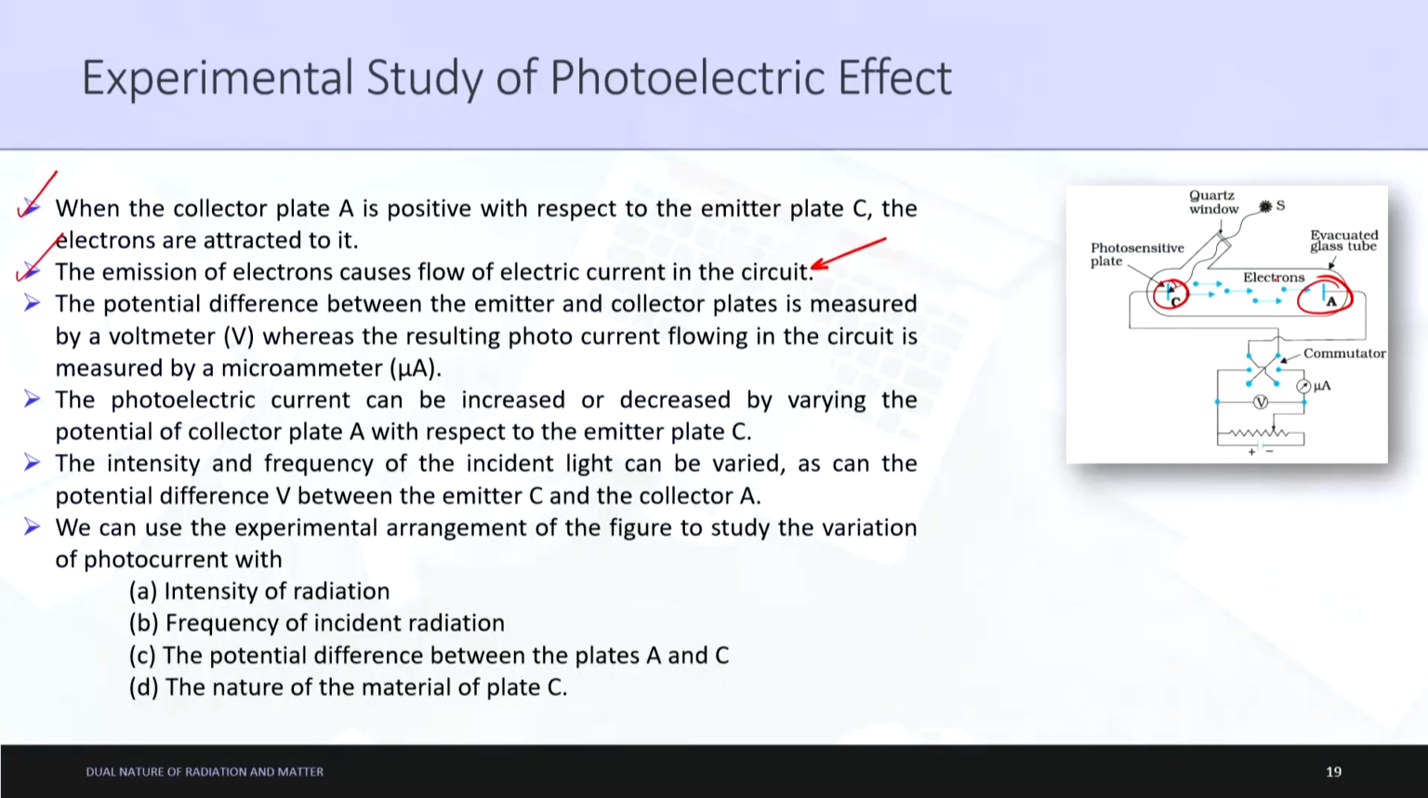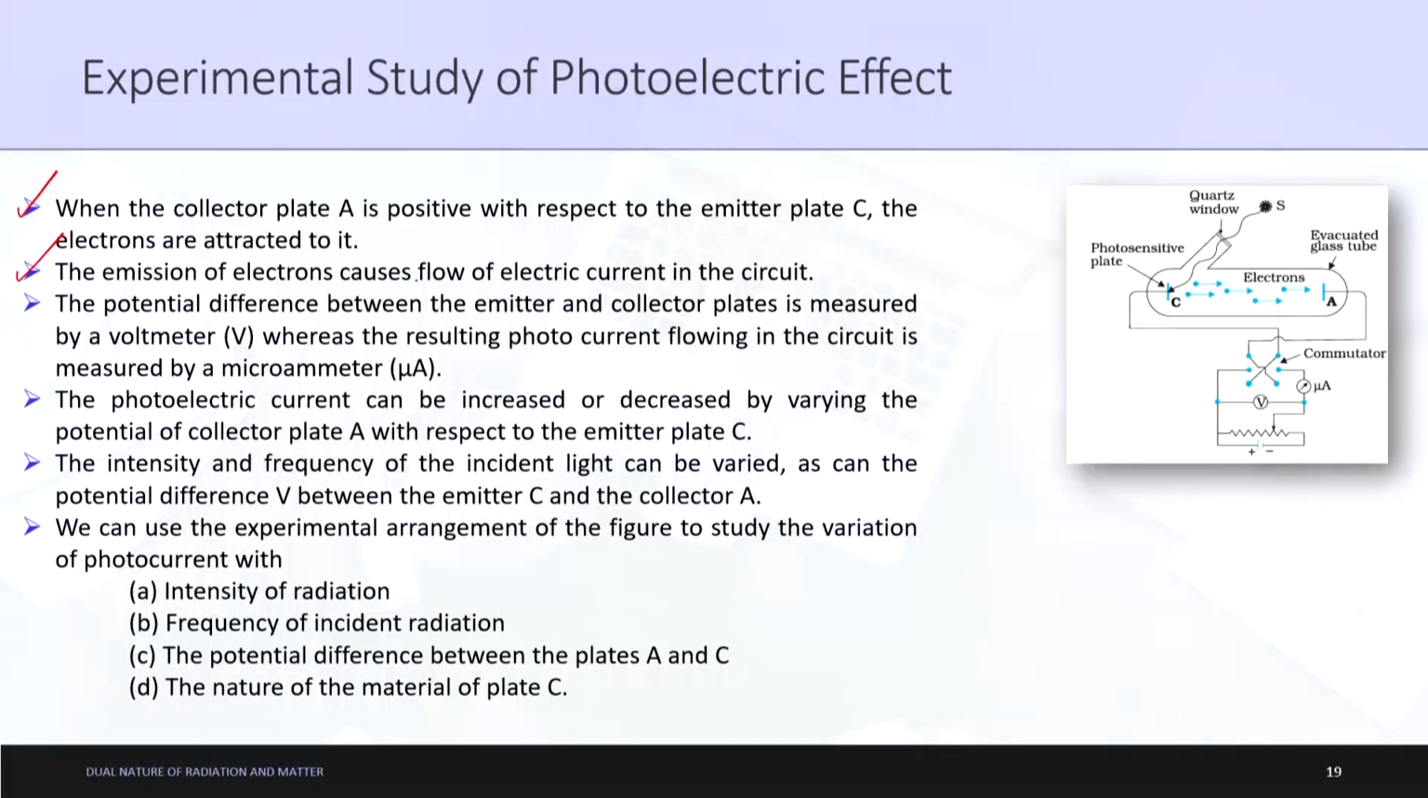So, as there is a movement from, let us say, this point to this point, that is why there is an electric current flowing in the circuit, and hence the electric circuit is being made or it is closed. Okay. So, the emission of electrons causes the flow of electric current in the circuit. The potential difference between the emitter and the collector plates is measured by a voltmeter.